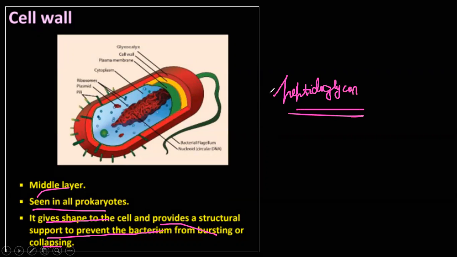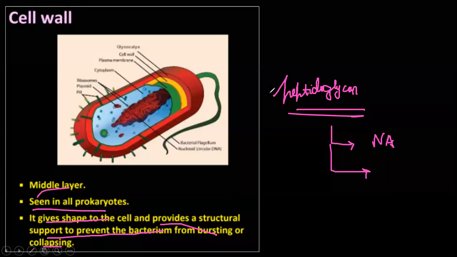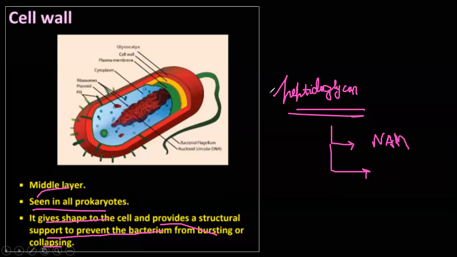It is basically made up of peptidoglycan, which has two components, NAM and NAG: N-acetyl muramic acid and N-acetyl glucosamine. Clear with that? So the cell wall of prokaryotes is made up of peptidoglycan or murein. Clear with that? So let's move forward.